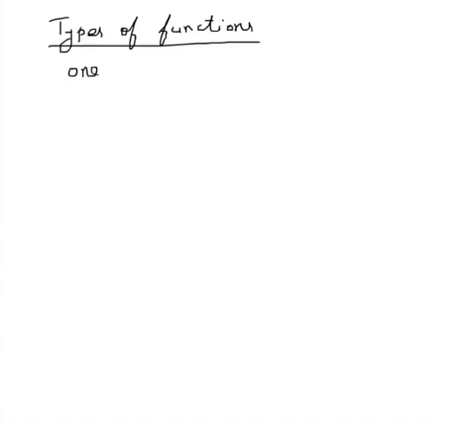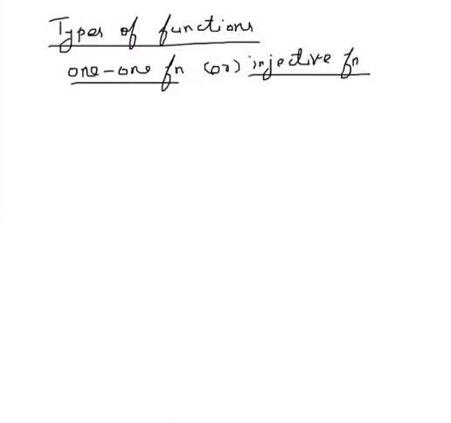Now we are going to learn about types of functions. The first one which we are going to learn is 1-1 function. It is otherwise called injective function. Okay, the definition of injective function is the distinct elements will have distinct images. Distinct elements will have distinct images under that f function. Then it is called a 1-1 function.